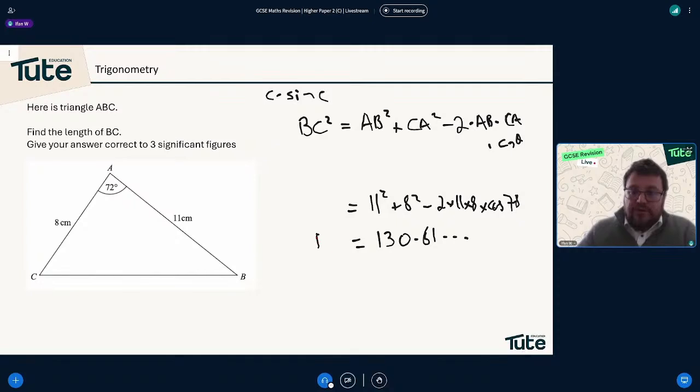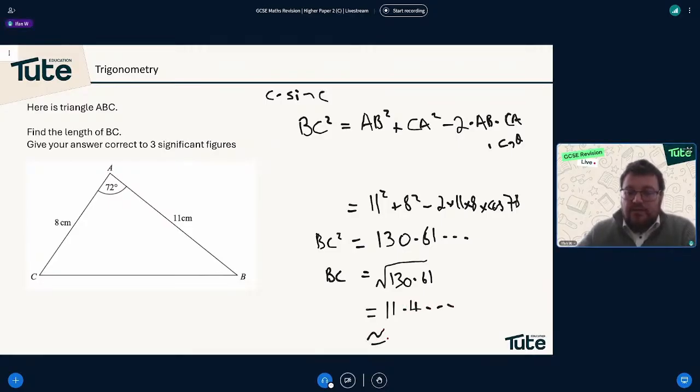Now, what I found there is that BC squared is equal to 130.61 and so on. Leave that in your calculator, because what you want to do now is square root it. So you press the square root button and you press answer. Don't round. Never round until you're right at the end. So it's going to be 11.4 something. And then you give the answer of 11.4 to 3 significant figures.